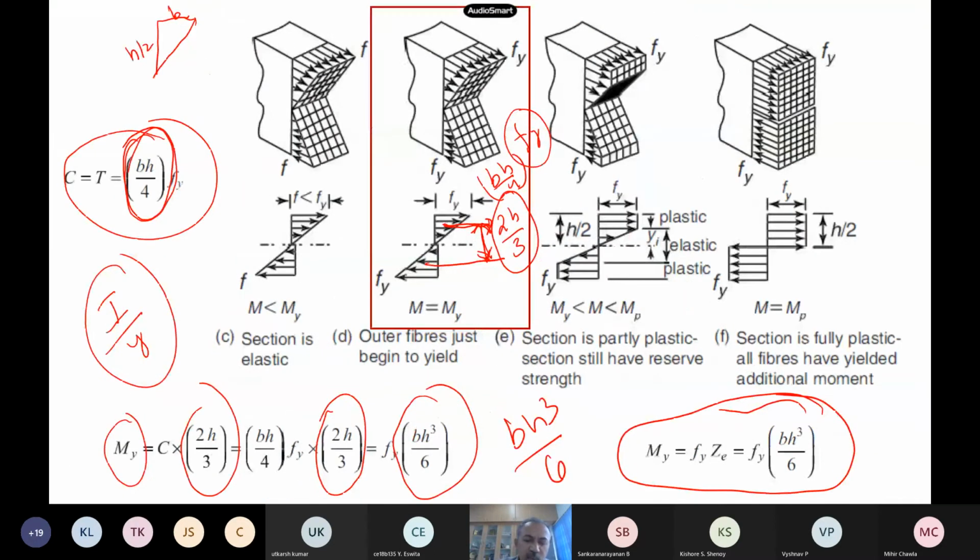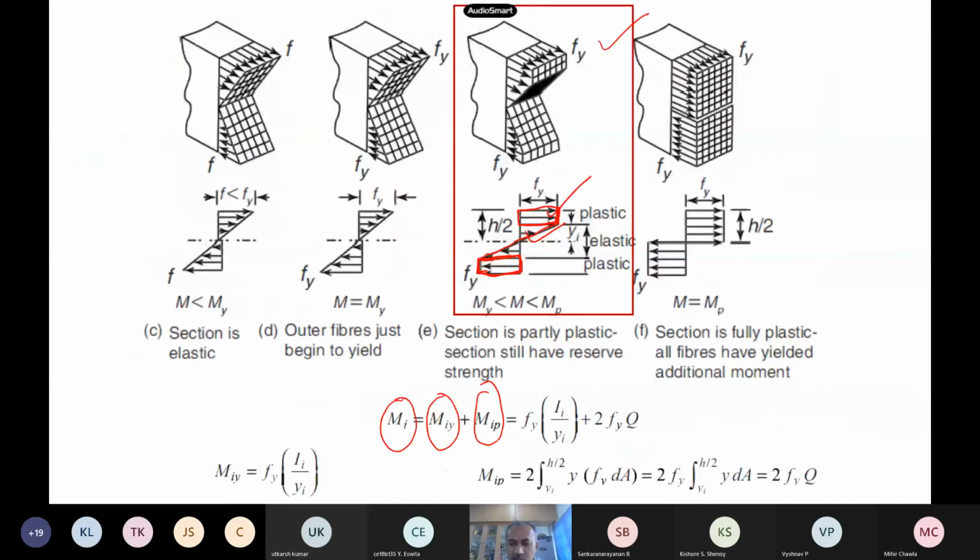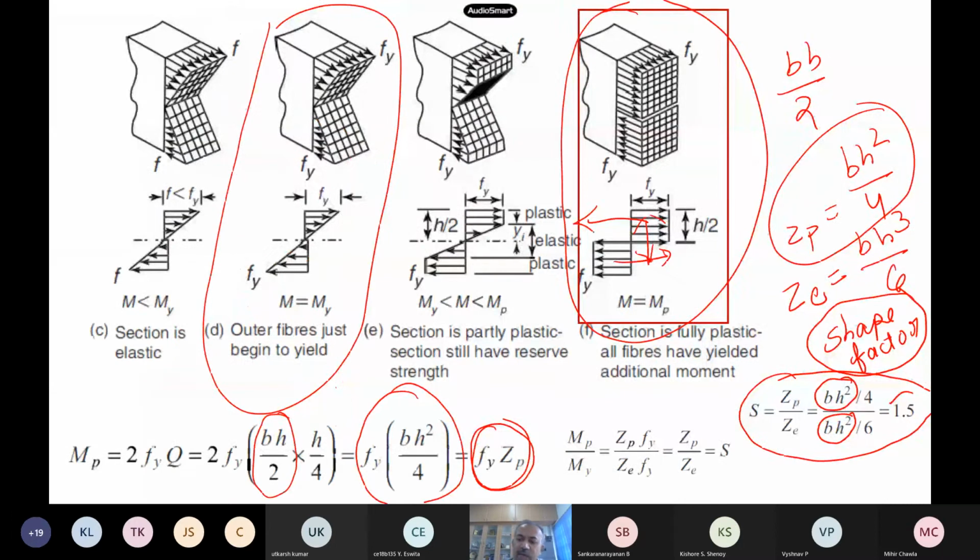See, BH cube by 12 is the moment of inertia, right? Yes. See, here there is a problem. I think I copied from the textbook, maybe the textbook has a mistake. BH square by 6 only. So this is wrong. No, BH square by 6 only. So finally, the shape factor we have got is 1.5.